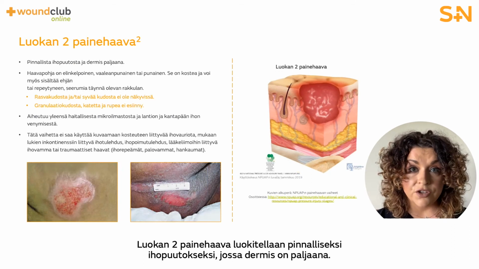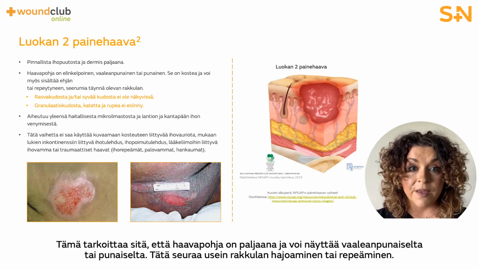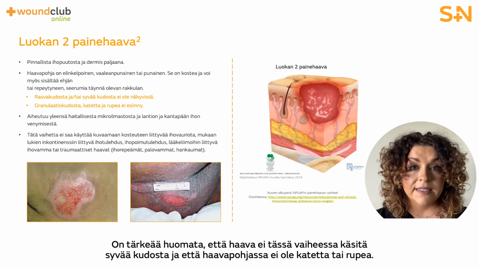Category 2 pressure ulcers are classified as having partial thickness loss of skin, where the dermis is exposed. This means that the wound bed is exposed and may appear as pink or red, and often following the breakdown or rupture of a blister. It's important to note that there will be no deeper tissue involvement at this stage and that the wound bed will be free of slough and eschar.